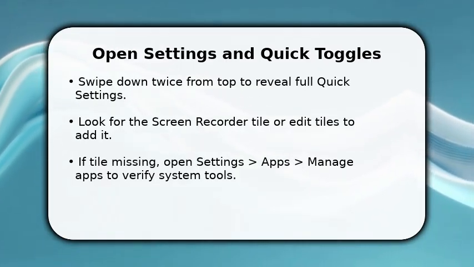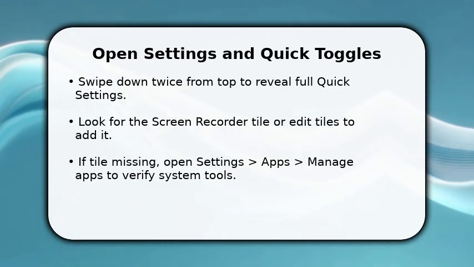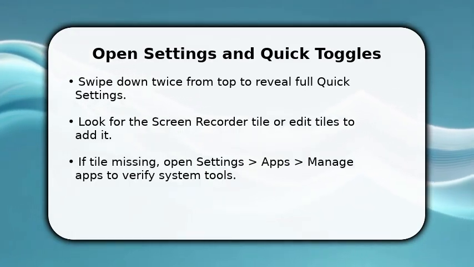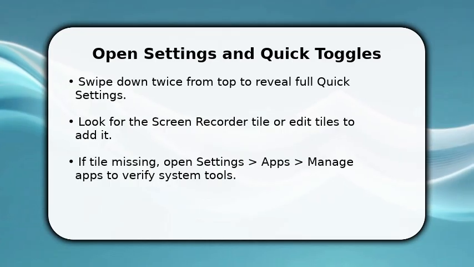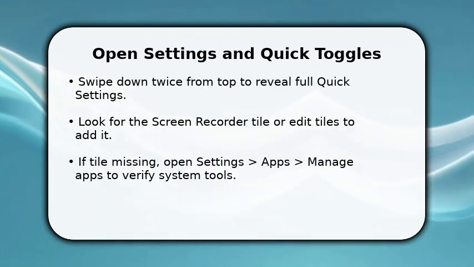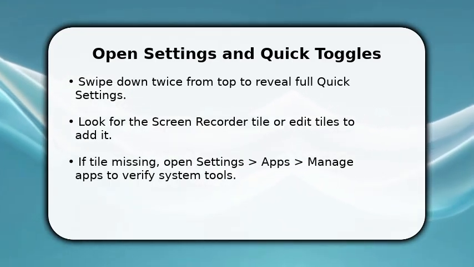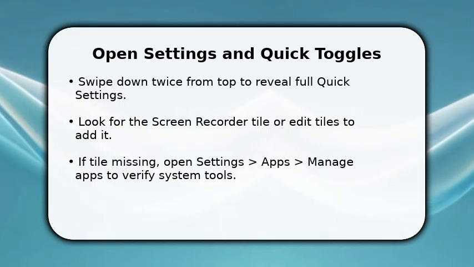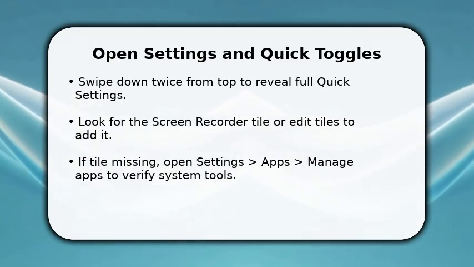If you don't see it, tap the pencil or edit button to view extra tiles and drag screen recorder into your active set. Make sure your phone's MIUI version supports the built-in recorder. Some models require enabling in settings or a system update before the tile appears.